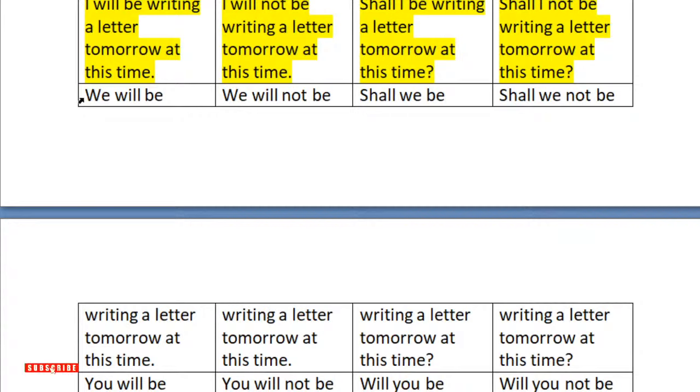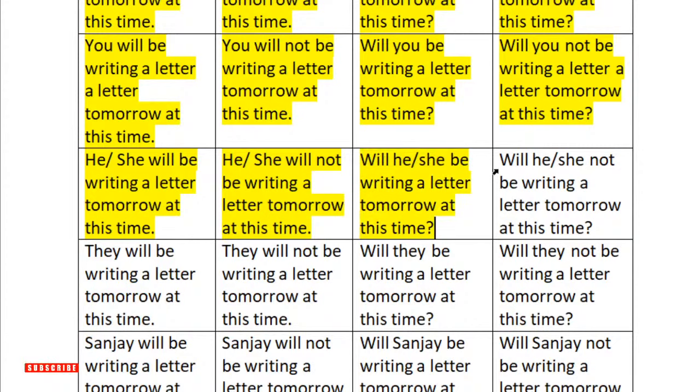Then he or she will be writing a letter tomorrow at this time. She will not be writing a letter tomorrow at this time. Will he or she be writing a letter tomorrow at this time? Will she not be writing a letter tomorrow at this time? Then they will be writing a letter tomorrow at this time. They will not be writing a letter tomorrow at this time. Will they be writing a letter tomorrow at this time? Will they not be writing a letter tomorrow at this time?